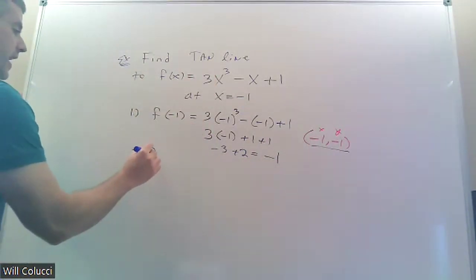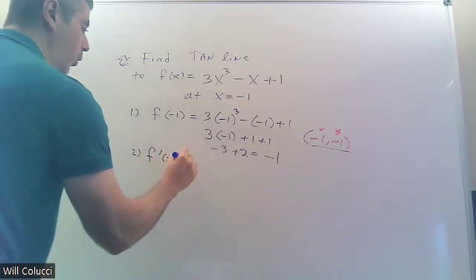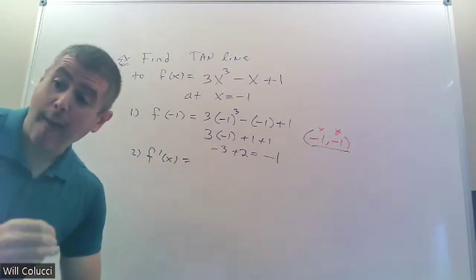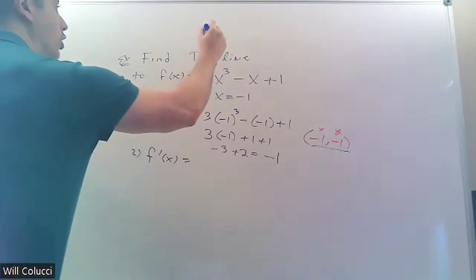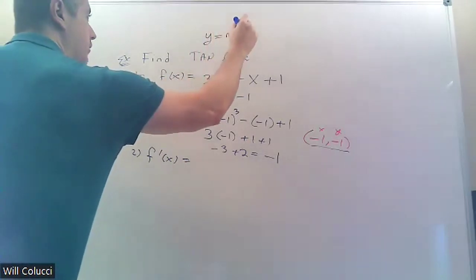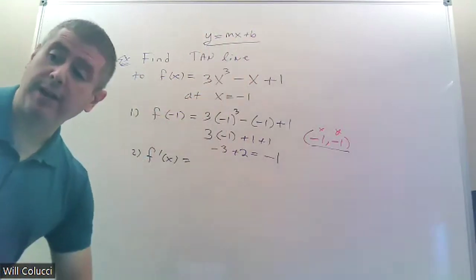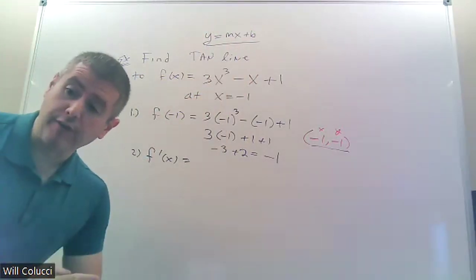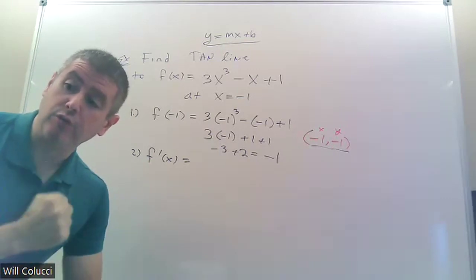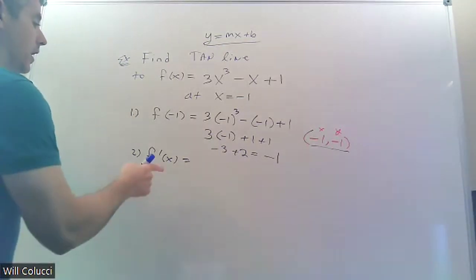Now, step 2 was to take the derivative. Now, remember why you're doing it. I need m. I need m. My whole goal is mx plus b. My whole goal is to make this line. So the only way that I'm going to get the m is to take the derivative, plug the number into it. The derivative tells you slope of tangent line.